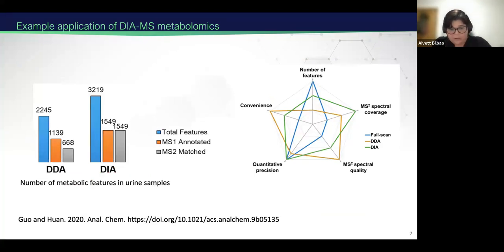This is a publication that I would like to share, which shows the advantages of DIA in terms of metabolomics. So we can see here that using DIA, we can detect a higher number of features, collect more MSMS, and annotate more features, including also MS2 or MSMS matches. And the quantitation is also better compared to only DDA.